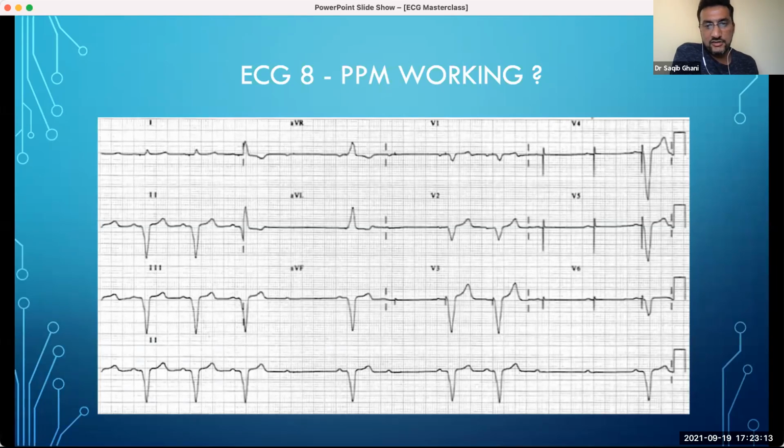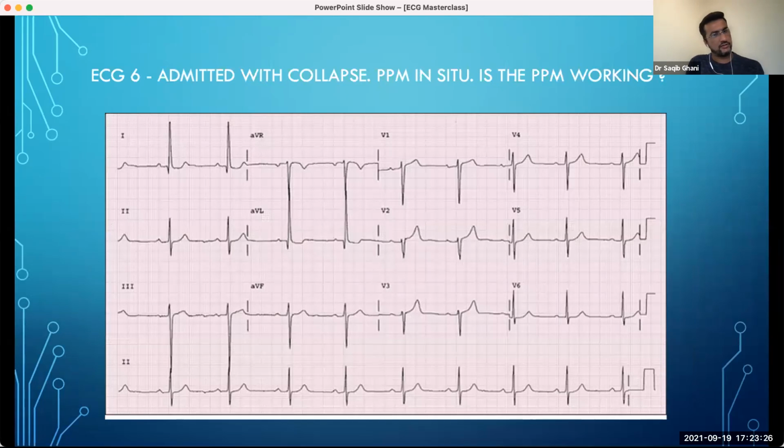Okay, a lot of participation. That's good. Let's share the answers. We've got 80% answers. So this time more people are saying that it's not working and some are saying it is. So let's stop sharing, shall we? Right, let me show you one learning point here. That's why I put these three ECGs together.